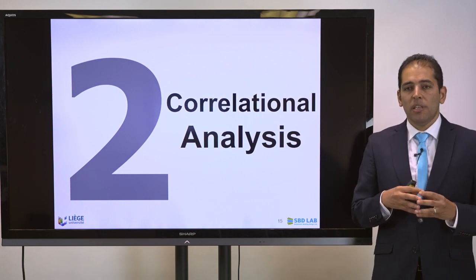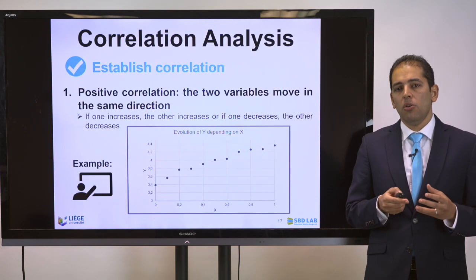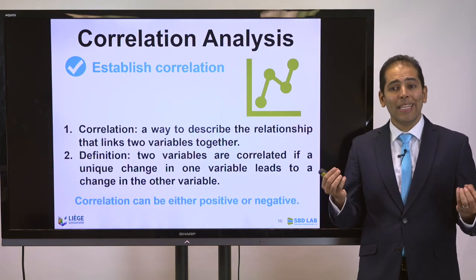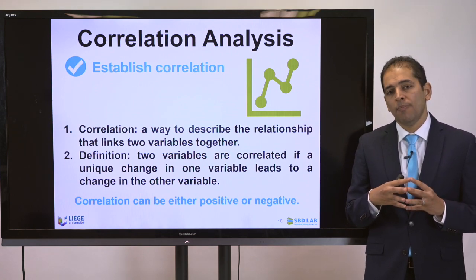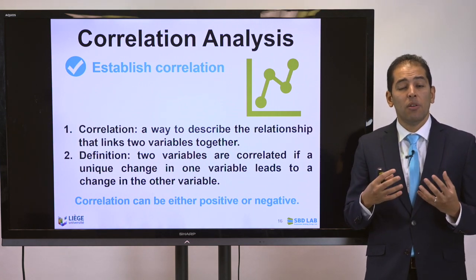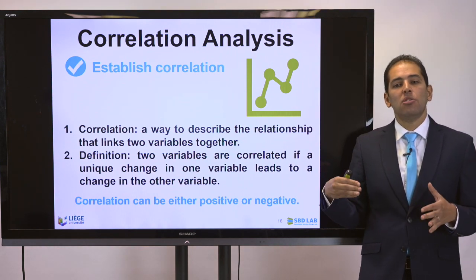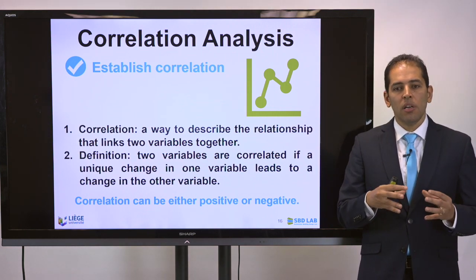Now, how can we conduct correlation analysis, and what is a correlation analysis? Well, correlation analysis is simply a way to describe the relationship that links two variables together, and the official definition of correlation is two variables are correlated if a unique change in one variable leads to a change in the other variable. So they're moving together.